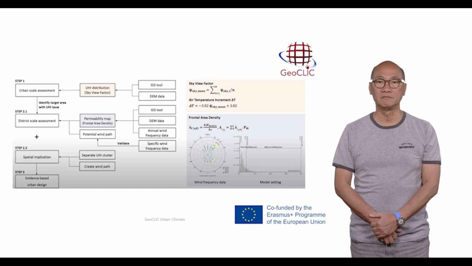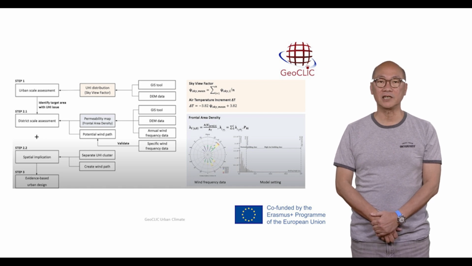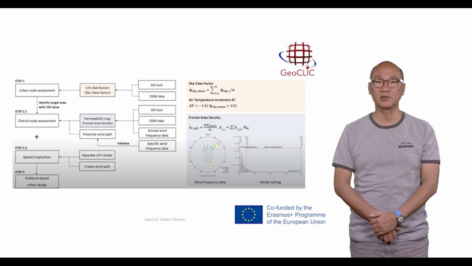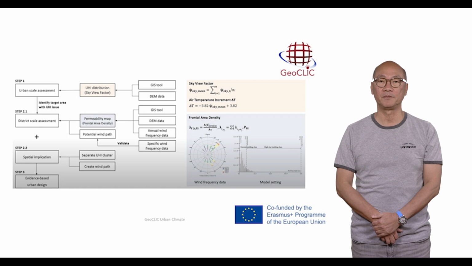For step 1, the sky view factor is defined as the ratio of the amount of sky seen from a given point on a surface to that potentially available. It is an index that describes urban canyon geometry, which plays an important role in regulating long-wave radiation losses. The details of parameters and equations are referred to in the paper.